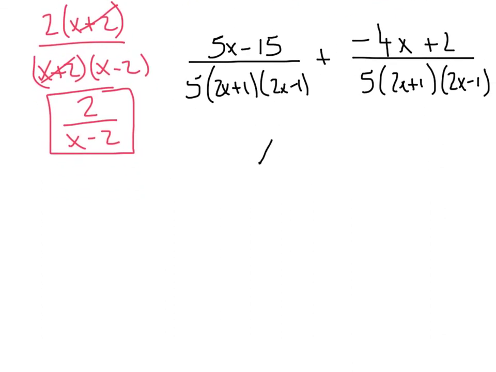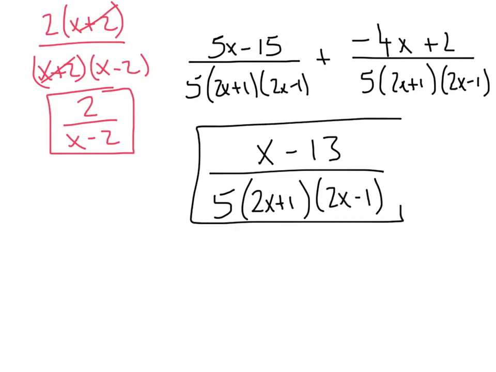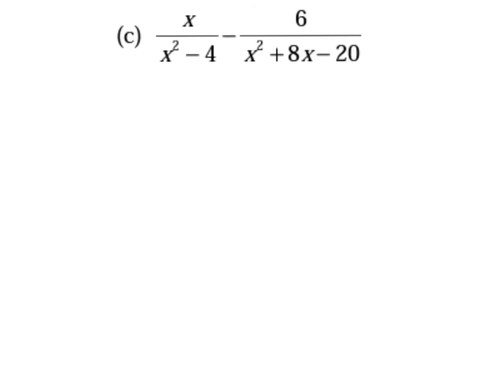And let's see, I've got 1x minus 13. Good news is that cannot be factored. So this right here is going to be my final answer. I know it's already simplified as much as it can go because that numerator did not factor, and we are donezo.